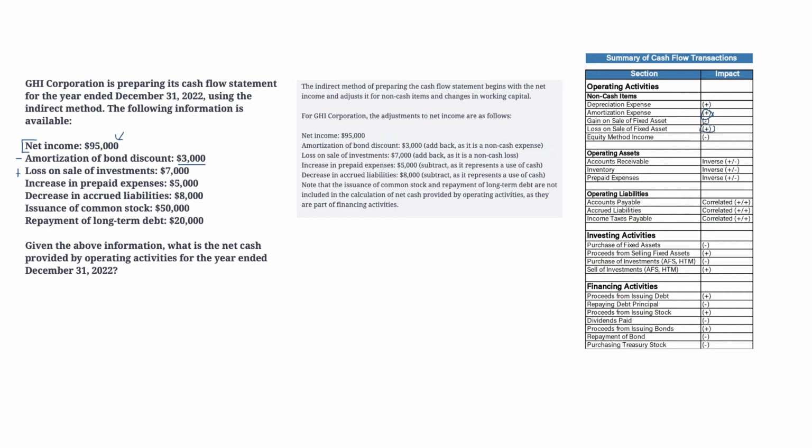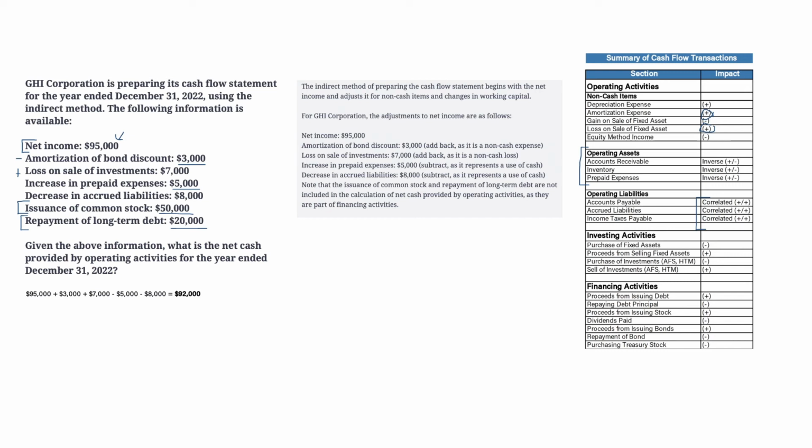Then we have an increase in prepaid expenses of $5,000. So since the operating assets are increasing, that means that it's going to be a decrease to cash. Then we have a decrease in accrued liabilities of $8,000. These follow a correlated method. So that means that cash is going to decrease by $8,000. And then the issuance of common stock, that's going to be a cash increase to the financing activity section. And then repayment of long-term debt is going to be a cash outflow for the financing activities section. Because when you initially raised that debt, it was also in financing activities.